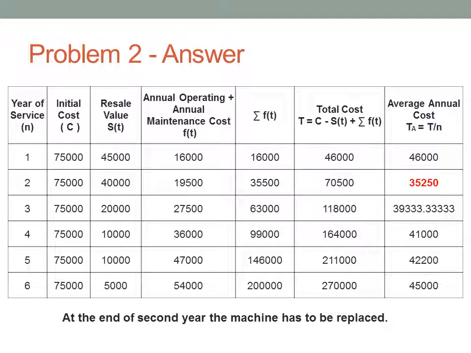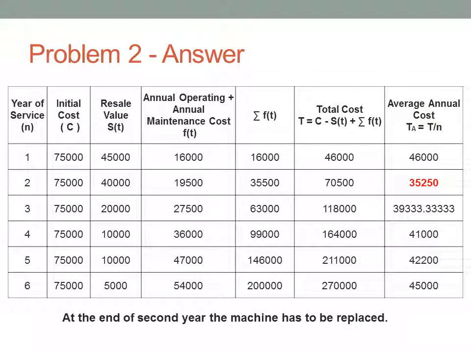Likewise it goes on. Now we need to find the minimum average annual cost. For the first year it is 46,000, second year it is 35,250, and then 39,000, 41,000, 42,000, 45,000. It increases. So the minimum cost is 35,250. So what should we do? At the end of the second year, the machine has to be replaced. So the average annual cost is 35,250.